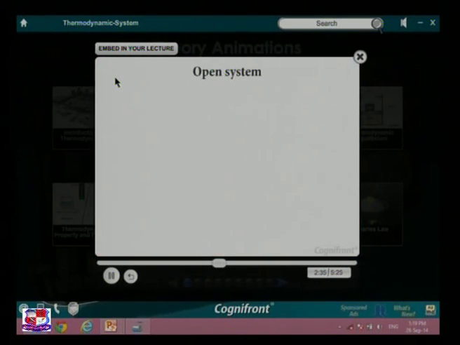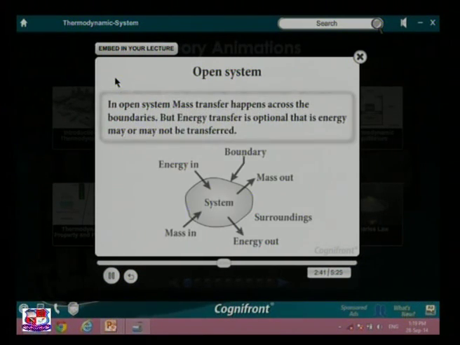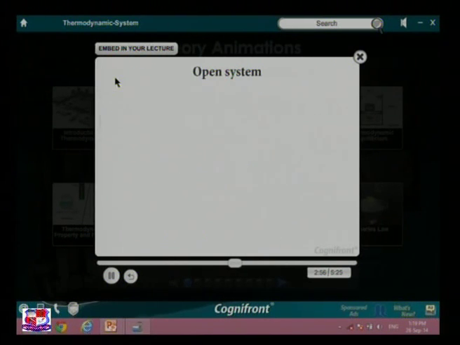Open system. In an open system, matter crosses the boundary of the system. Mass transfer happens across the boundaries, but energy transfer is optional. That is, energy may or may not be transferred.